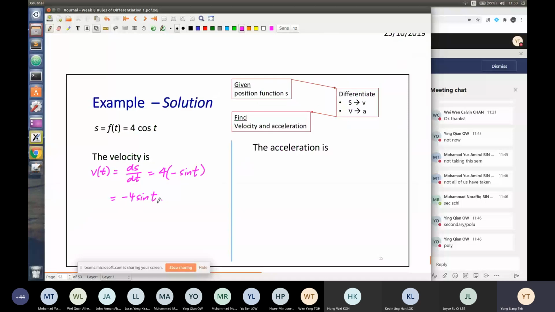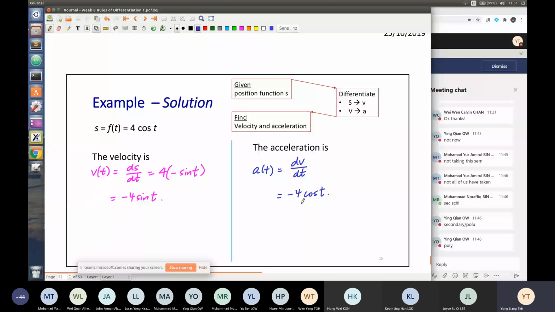So now, extending to the concept of acceleration. Acceleration is really just the differential of velocity, dv/dt. Since we have our velocity function here already, there's no big deal. We just get minus 4, and then this is cosine t. Acceleration is minus 4 cosine t.